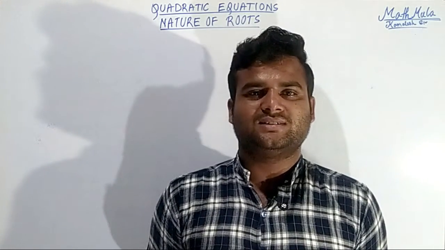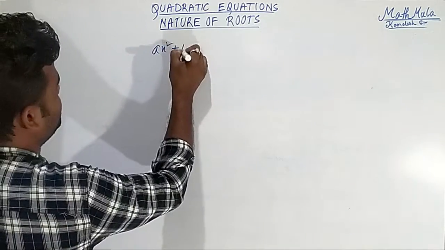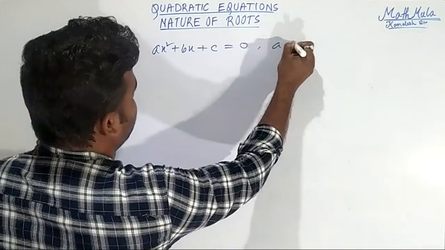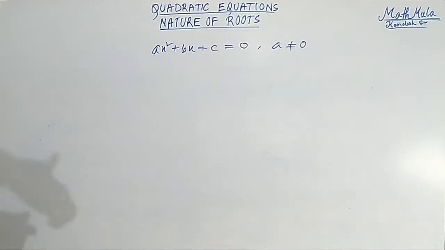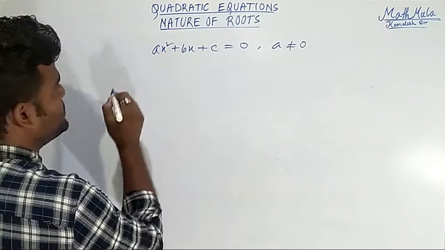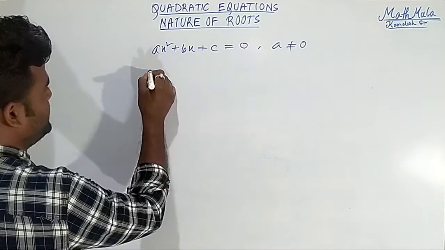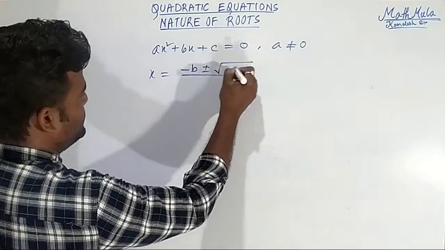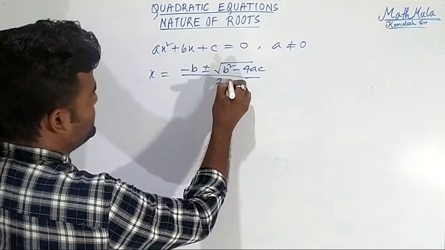Today we learn the nature of roots of a quadratic equation. ax² + bx + c = 0, where a ≠ 0. This is the general form of a quadratic equation. And the general solution of this quadratic equation by Sridhar formula is x = (−b ± √(b² − 4ac)) / 2a.